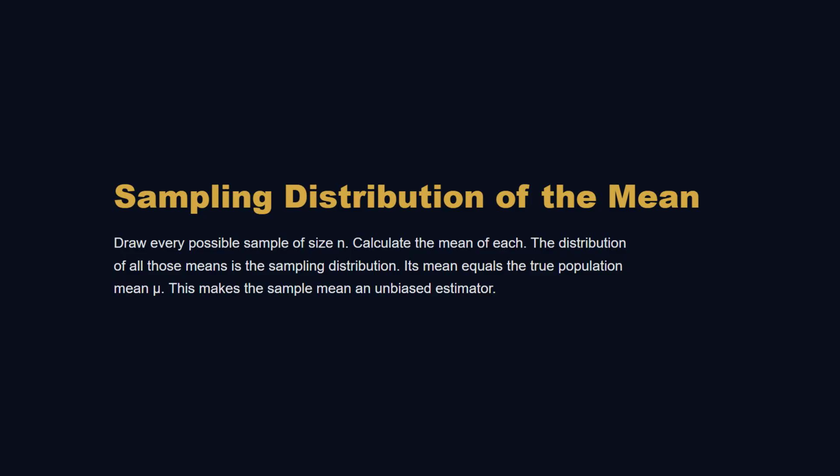The population might follow any shape, skewed, uniform, bimodal, but the sampling distribution of the mean has very specific properties that we can exploit mathematically. The mean of the sampling distribution equals the population mean mu. If you averaged all possible sample means, you would get exactly the true population mean. This is why the sample mean is called an unbiased estimator of the population mean.